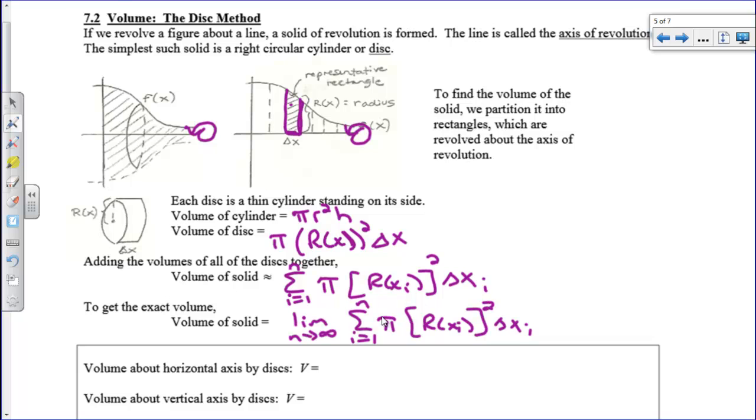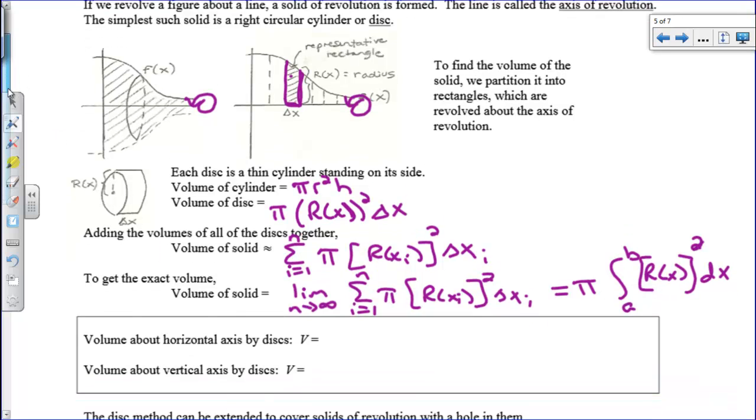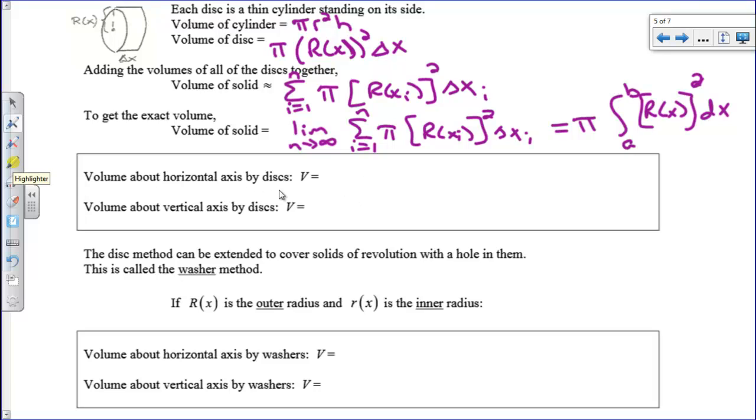Now we know when we did Riemann sums that there is a function that will do this for us, an infinite summation of a product. That's going to be our integral. So this is going to be the formula we use if we are going to revolve something around an axis of revolution: pi times the integral from a to b of the radius squared dx. Let's rewrite this for our formula. If we've got a volume around a horizontal axis of revolution, our volume is going to be pi times the integral from a to b of our radius squared dx.